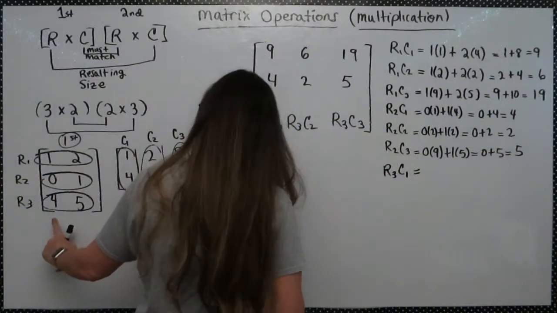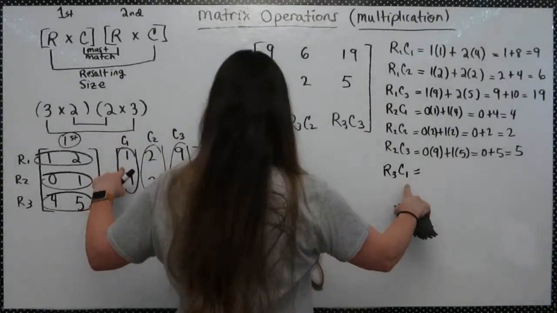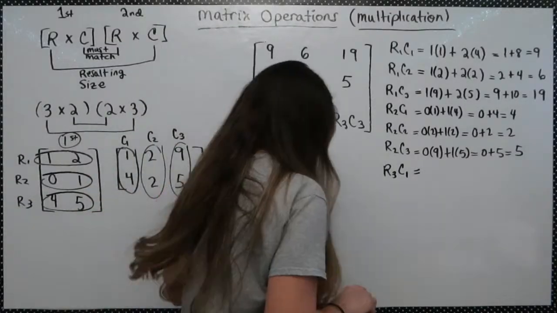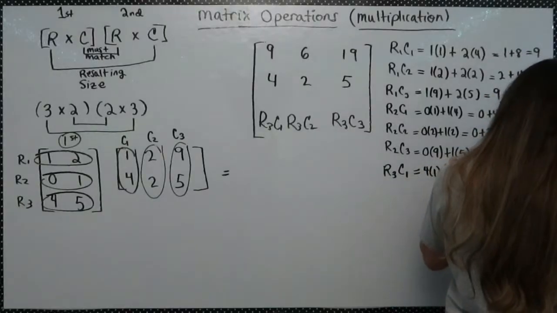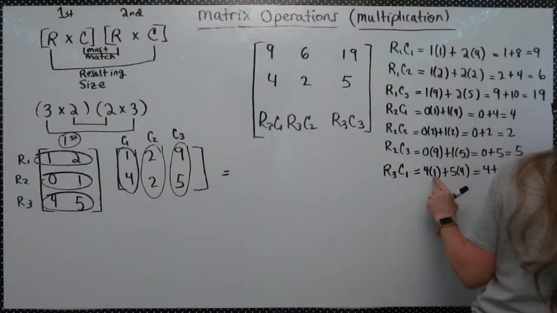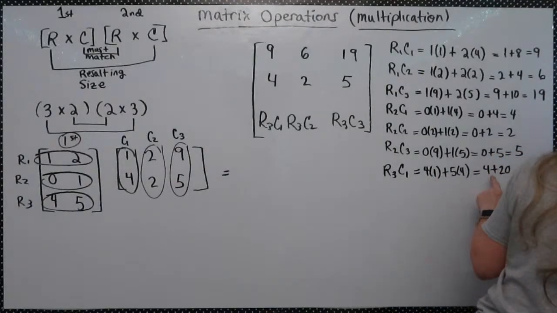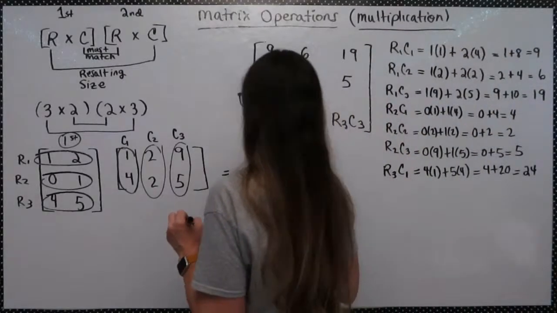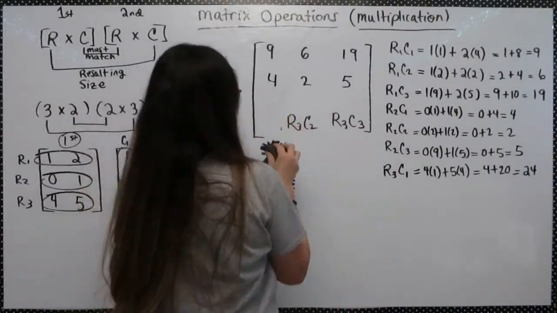So row 3 now is 4, 5. So I'm doing row 3 in column 1 now. Row 3, column 1. And so that's 4 times 1 plus 5 times 4. 4 times 1 is 4. 5 times 4 is 20. So that is 24. And we'll put that one here. 24.